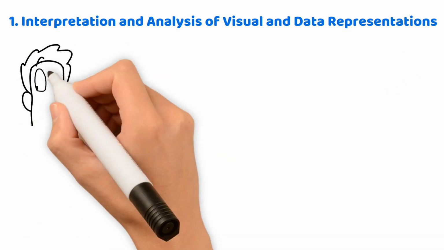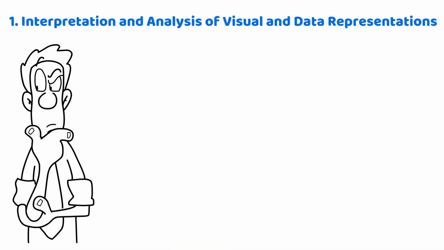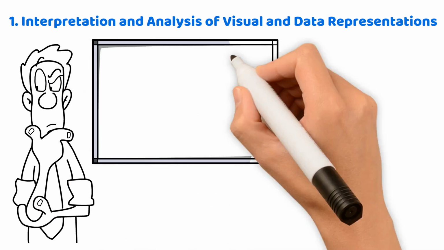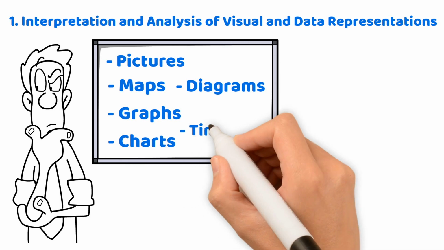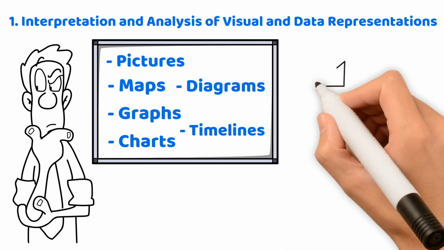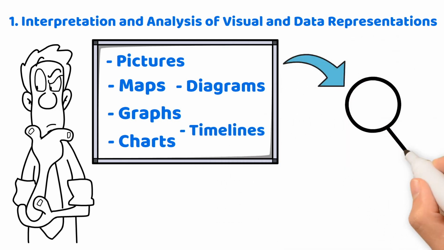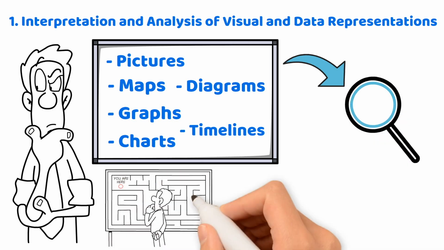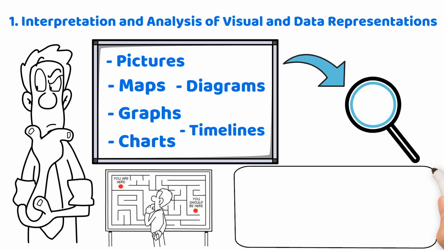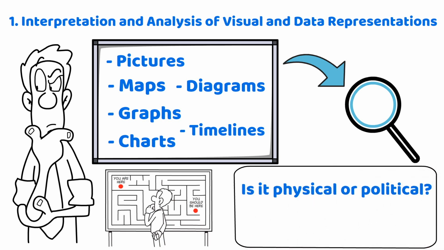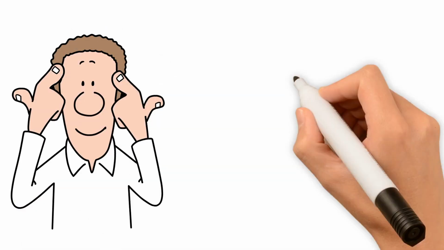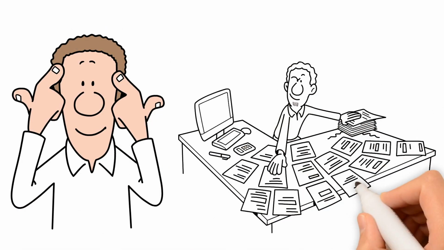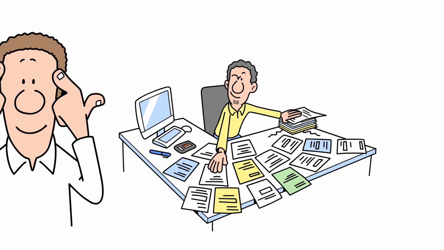First, we need to understand how to interpret and analyze various forms of information. This includes pictures, maps, graphs, charts, diagrams, and timelines. Each type of visual aid has a specific purpose and a particular way it should be analyzed. For example, when looking at a map, identify the legend, scale, and type of map. Is it physical or political? What patterns do you notice? Understanding these elements will help you effectively convey information to your students and interpret data in real-world situations.